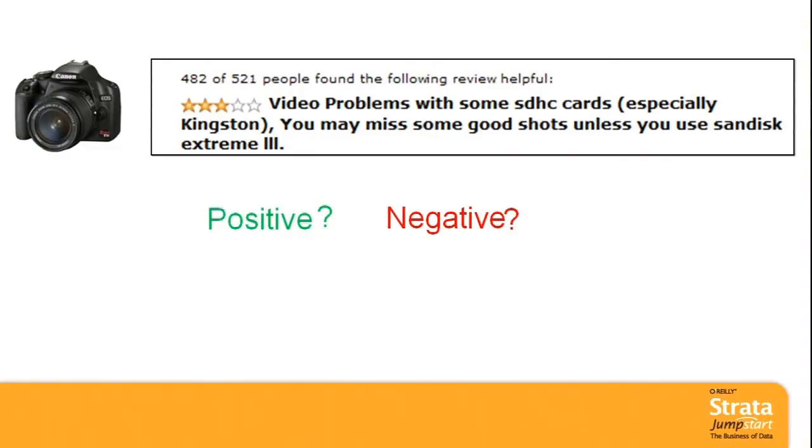Now, interestingly enough, look at this comment, which is actually negative. So for the Canon camera, someone wrote a review, and they said, well, video problems with some HD HC cards, especially Kingston. You might miss some good shots unless you use SanDisk Extreme, blah, blah. So this is actually a negative review. A 3-star review is way below average for Amazon. But what we have observed is actually that this review has a positive effect.